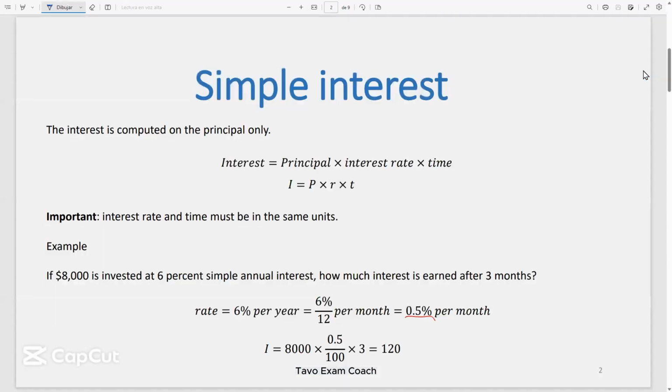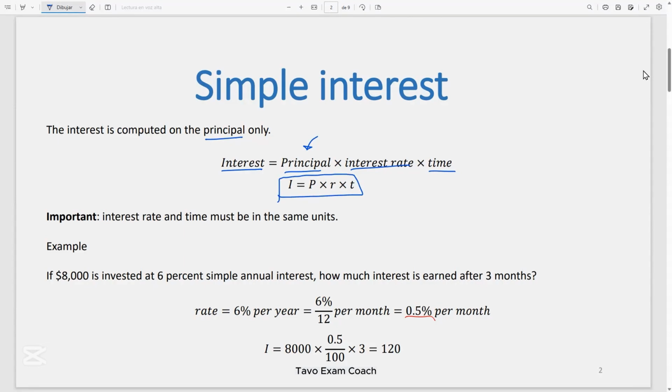Well, simple interest is computed on the original investment amount, or principal, only. If we know the principal, we know an interest rate expressed as a percent, and we know the duration of the investment, multiplying the three quantities will yield the interest earned by that investment amount. So this is the formula for the calculation of simple interest.